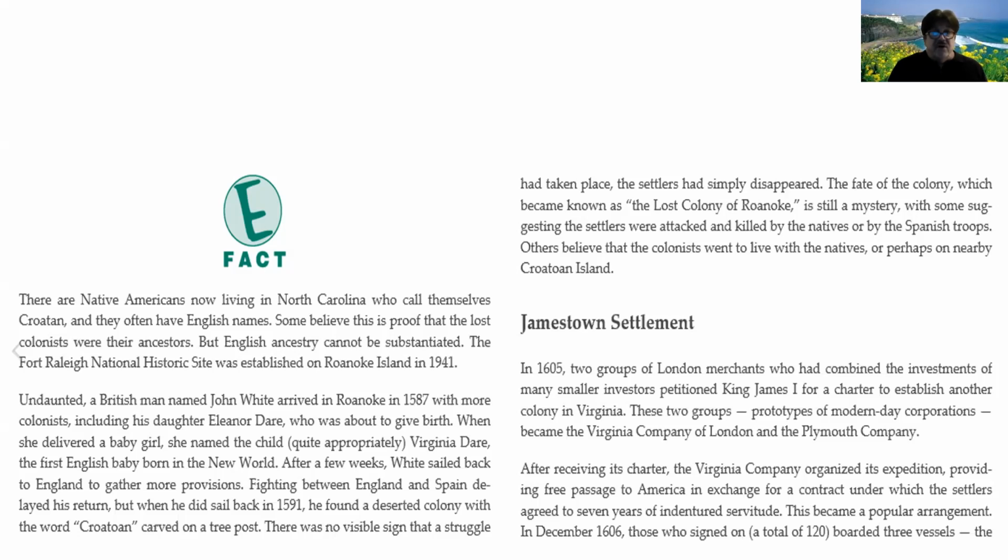The fate of the colony, which became known as the Lost Colony of Roanoke, is still a mystery, with some suggesting that the settlers were attacked and killed by the natives or even by the Spanish troops that were in the area. Others believe that the colonists went to live with the natives, so they didn't need to stay in the settlement, instead living with the Indians, or perhaps on nearby Croatan Island.